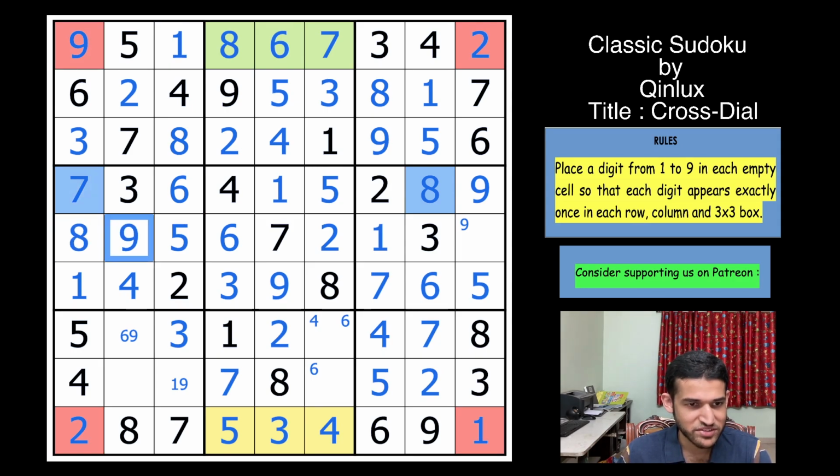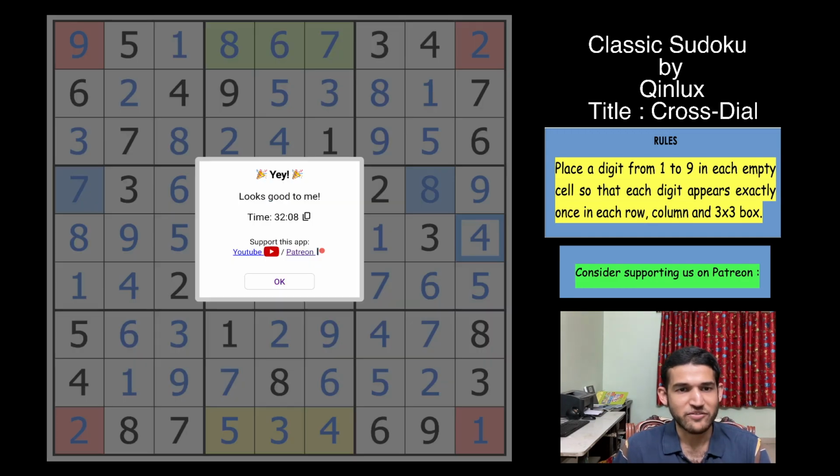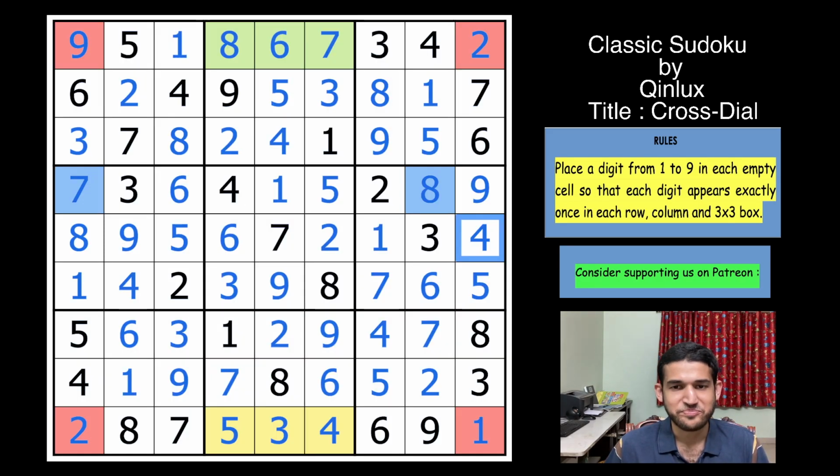This 9 gives me a 6 here, and 9 here, a 1 here. 1, 2, 7, 8, 3, 4, 5, 6 gives a 6 here and a 9 here. So we have only one digit left. This must be a 4. And with that, we have completed this excellent Sudoku by Qinlux.